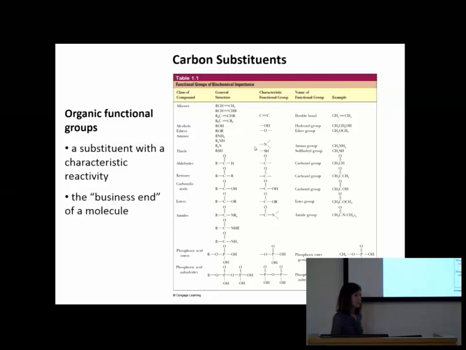The SH is the class of the compound called a thiol, and the group is called a sulfhydryl. Sometimes they call it sulfhydryl or thiols. I'll call an SH a thiol. A lot of people do that. So SH on the end, and we'll see this in a lot of our amino acid side chains, thiol.